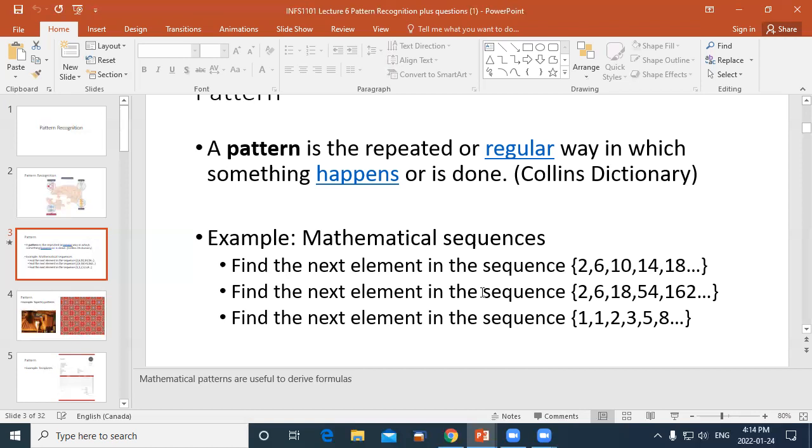Multiplied by 3. You guys are seeing this real quick. That's really great. That is true. 2 times 3 is 6, 6 times 3 is 18, etc.